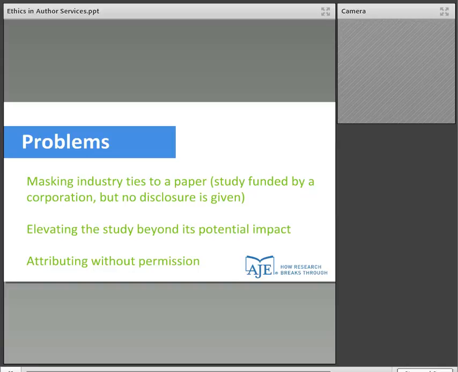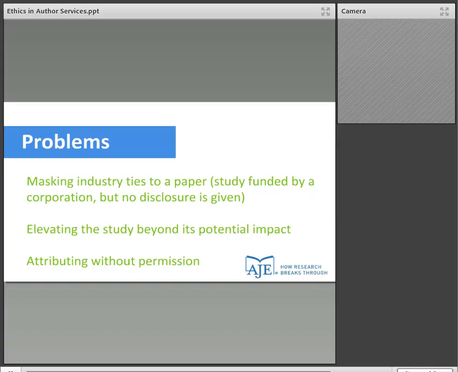And if you have an honorary author coming in from academia, it elevates the study and makes it appear as though, oh, this is coming out of this academy or that university, as opposed to coming from, I don't want to use an actual name, but coming from some large chemical company or from some large solar power company.